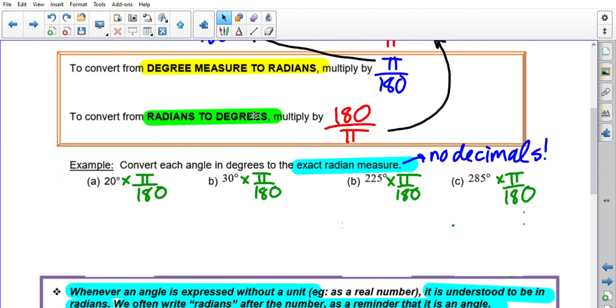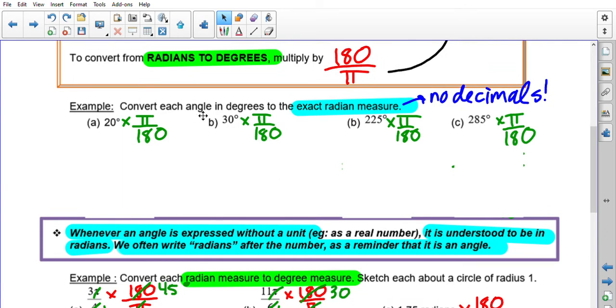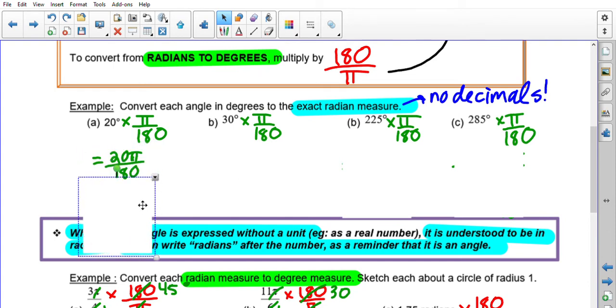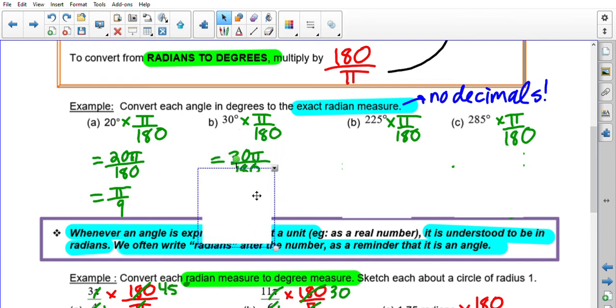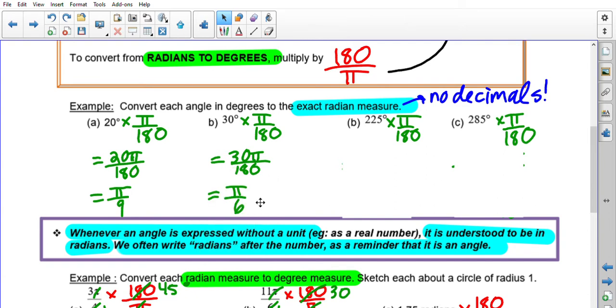All right, so let's practice this. It says convert each angle in degrees to the exact radian measure. So when I say exact, that means no decimals. So that's a hint that you're going to write it in lowest terms, okay? So 20 times pi over 180, right? That's 20 pi over 180, and then put it in lowest terms, pi over 9. 30 degrees times pi over 180, so that's 30 pi over 180, reduced to lowest terms, pi over 6.